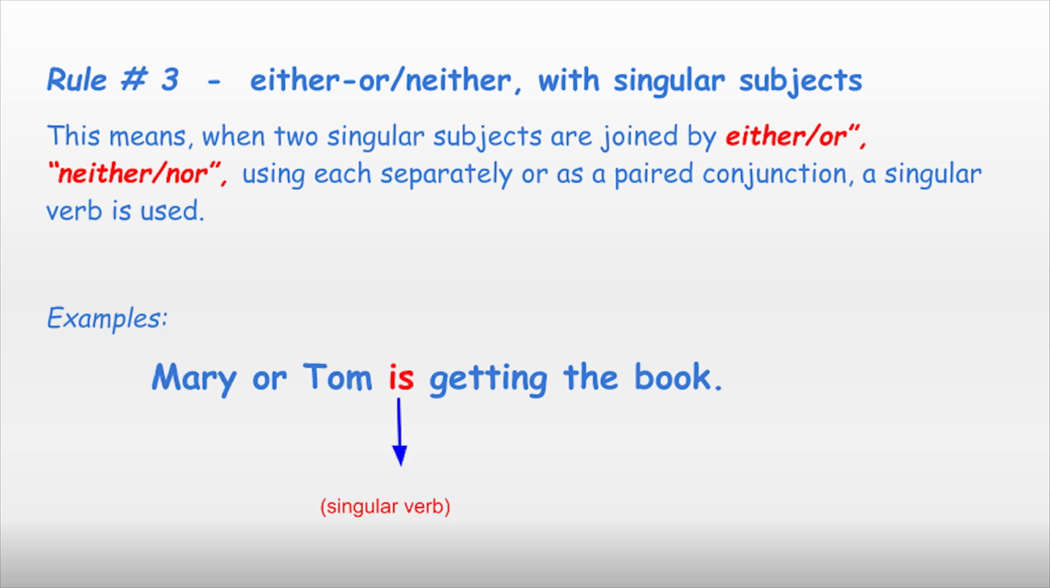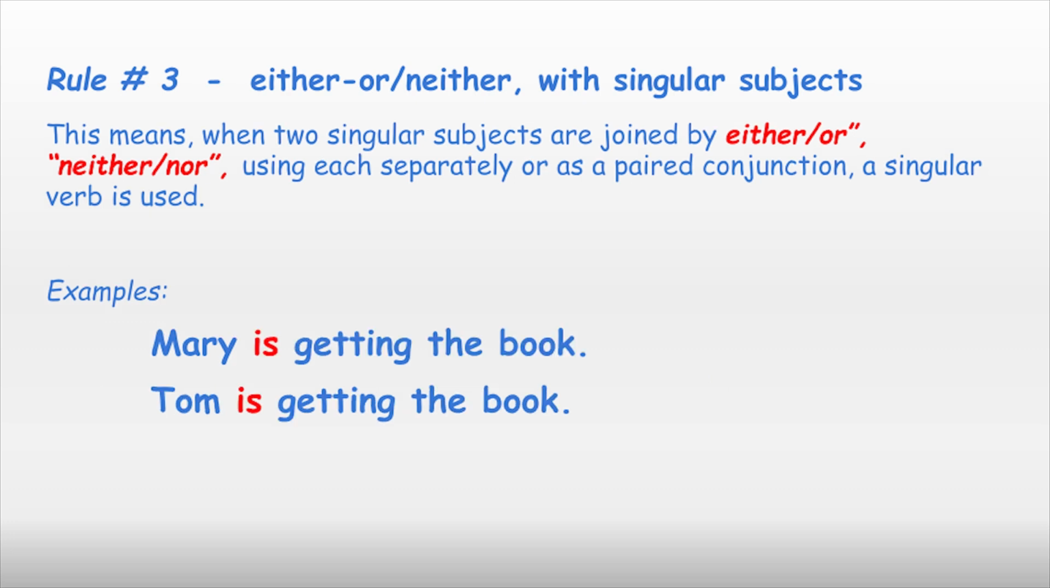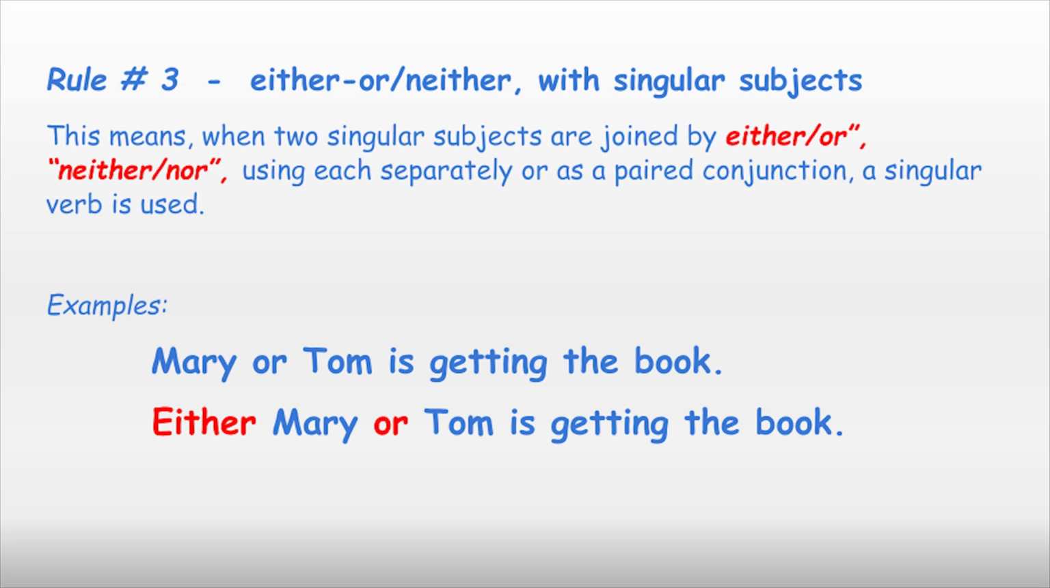If the conjunction or was not used, we would have two sentences. Mary is getting the book, Tom is getting the book. We could have used the conjunctions either or as a pair. Either Mary or Tom is getting the book. The rule would remain the same. Let's look at another example.